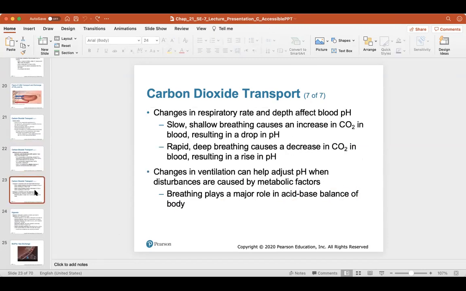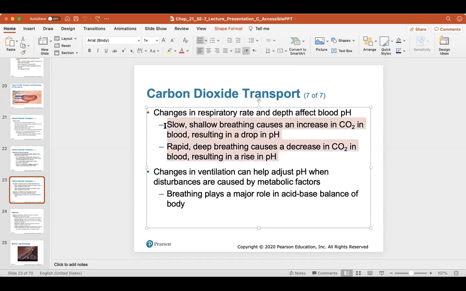This is what your recent workshop on gas exchange goes over. Changes in your respiratory rate and depth will affect the blood pH. So slow and shallow breathing causes an increase in carbon dioxide because you're not exhaling a lot of CO2. This will cause an increase in CO2 in the blood, resulting in a drop in pH. Whereas if you're breathing rapidly, this will cause a decrease in carbon dioxide because you're breathing out excess CO2, and this will result in a rise in pH.